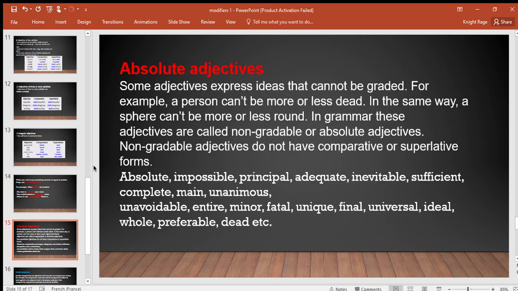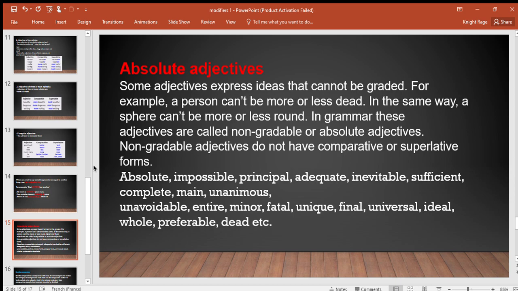Absolute adjectives. We have a type of adjectives that are called absolute. Okay? They express ideas that cannot be graded. For example, a person can't be more or less dead. In the same way, a sphere can't be more or less round. So, in grammar, these adjectives are called non-graded or non-gradable, or absolute adjectives.